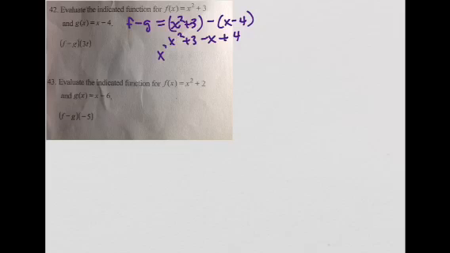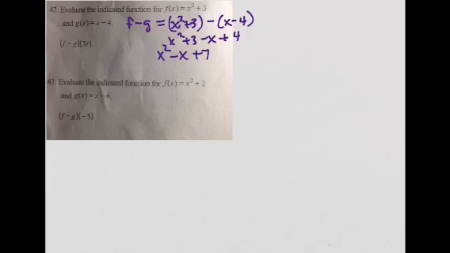Alright, so for 42, I'll use the first method in the notes, which is first do f minus g and then evaluate that at 3t. So f minus g would be x squared plus 3, that's f of x, minus x minus 4, that's g of x. So I get x squared plus 3 minus x plus 4. So that gives me x squared minus x. 3 plus 4 is 7.